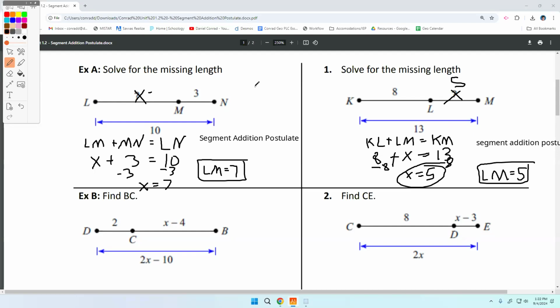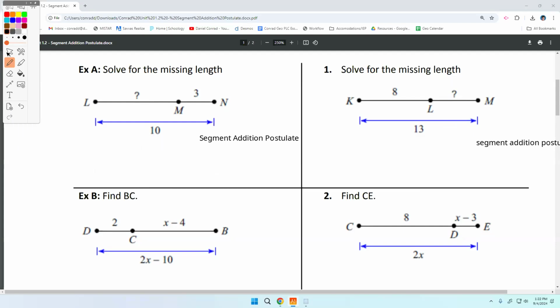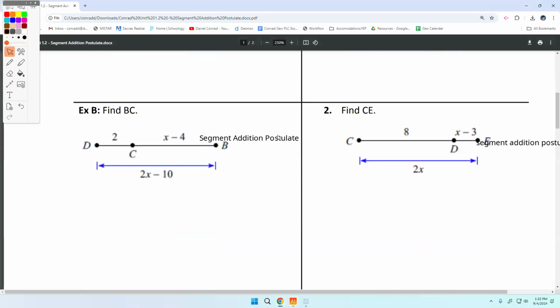All right, second type of problem gets a little trickier. Not in the geometry aspect of it. The geometry does not get any trickier, but the algebra gets trickier.